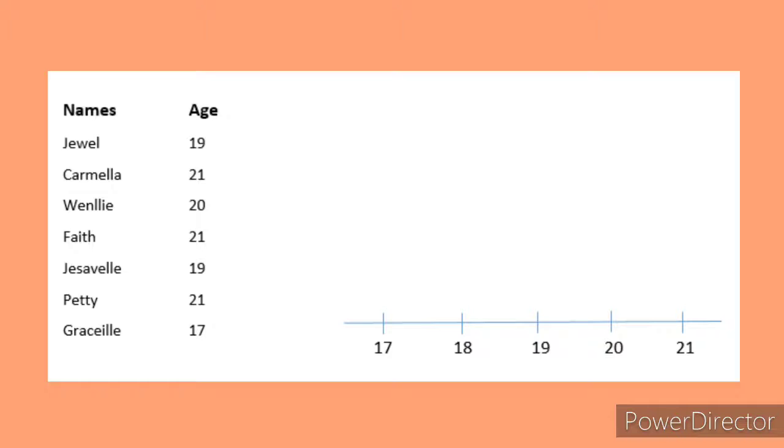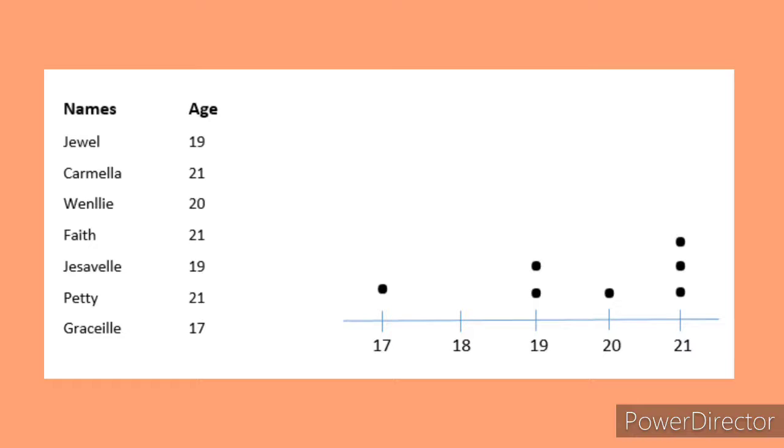In order for us to know, first we need to draw a horizontal line. We need to start writing the ages from youngest to oldest. Then all you need to do now is to put a check mark or a dot at their corresponding ages. This is an example of a line plot.